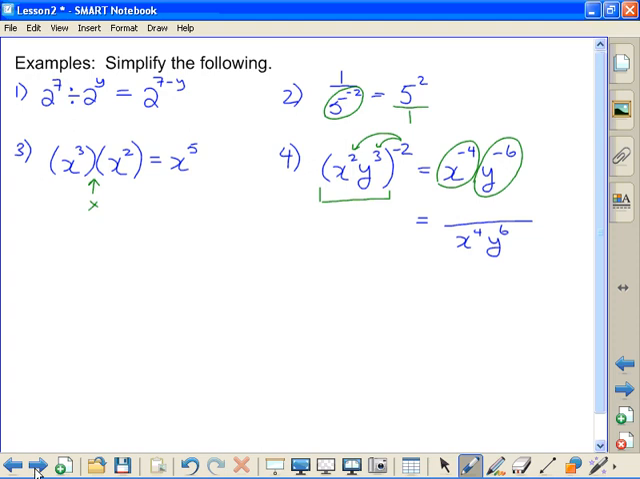We're never left with 0 on top. We still have a 1. So there's your extended power of powers.